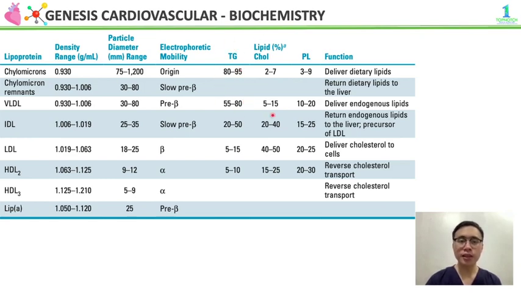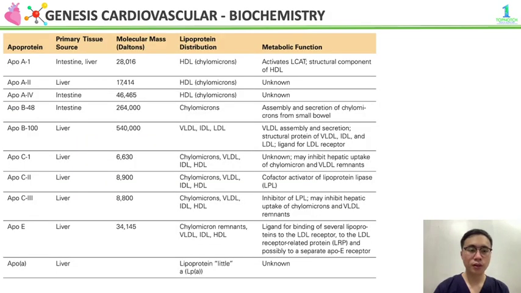But the key difference here is that chylomicrons deliver dietary lipids, whereas VLDL would carry or deliver endogenous lipids. So when we are talking about exogenous triglycerides, this would be carried by your chylomicrons, whereas when we're dealing with endogenous triglycerides, this would be the role of VLDL. So following that line of thought, no?